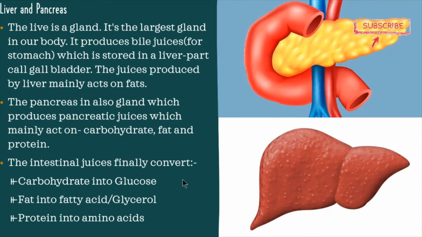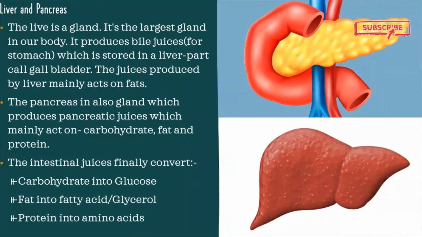The intestinal juices finally convert. The intestinal juices are also juices produced by the small intestine, which finally convert carbohydrate into glucose. What you see here, the pancreas and liver, the juices produced by them also act on it, but finally the intestinal juices convert carbohydrate into glucose, fat into fatty acid and glycerol, protein into amino acids. I think you have learnt in 6th standard that protein is stored as amino acid in our body.